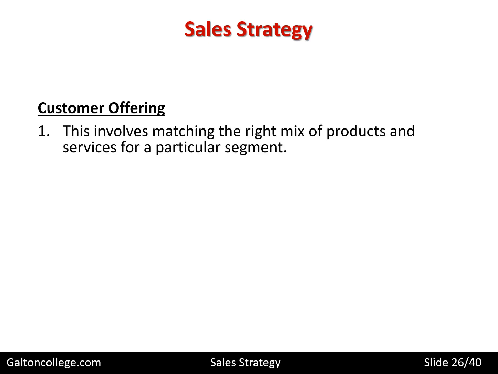Now, customer offering. Well, this involves matching the right mix of products and services for a particular segment. It's pointless trying to sell a very high valued, very expensive product to a predominantly working class area. The people within that area may simply not be able to afford the product. Likewise, some items sold in some areas will not be sold in other areas because they'll be seen as perhaps products that are not of a suitable standard.